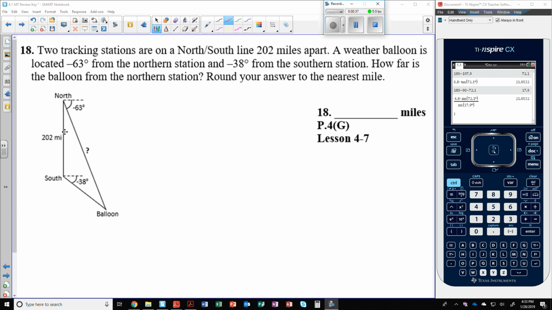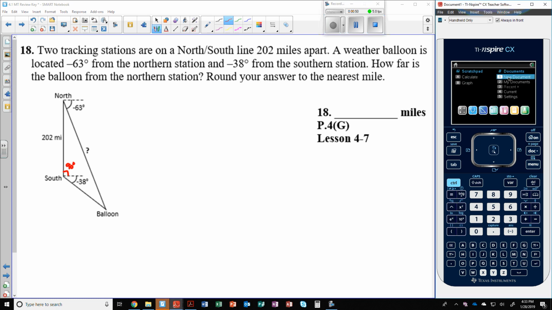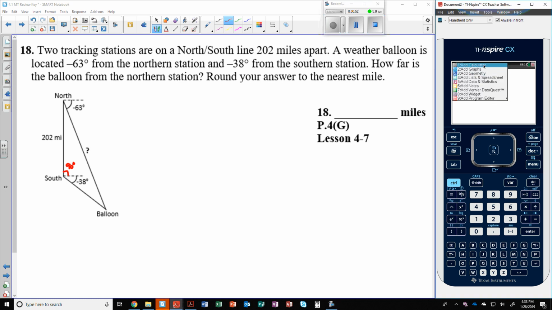Since this is on a north-south line, this angle here has to be 90 degrees. So if this is 90 and that is negative 38, this means going 38 downward. We could determine what our angle is here by going to the calculator and saying that this is 90 plus the 38, which is 128 degrees. So this angle there equals 128. I'm going to just put 128 there, like that.